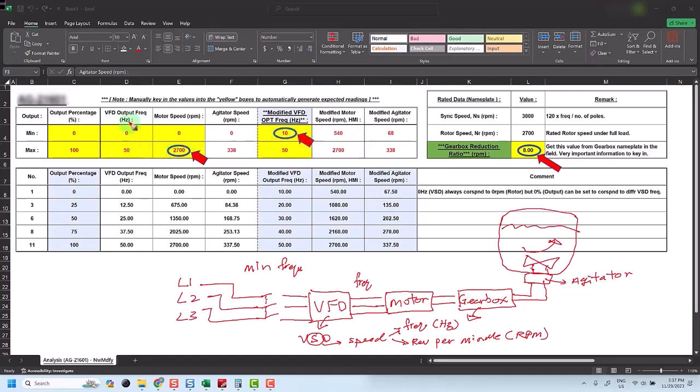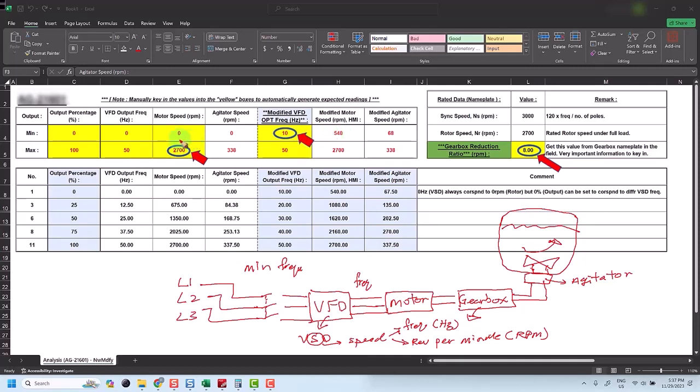As we know, speed is related to the Hertz and the RPM, right? So 0 Hertz corresponds to 0 RPM and 50 Hertz corresponds to 2700 RPM. So if the minimum frequency is 10 Hertz, you will get about 540 RPM.